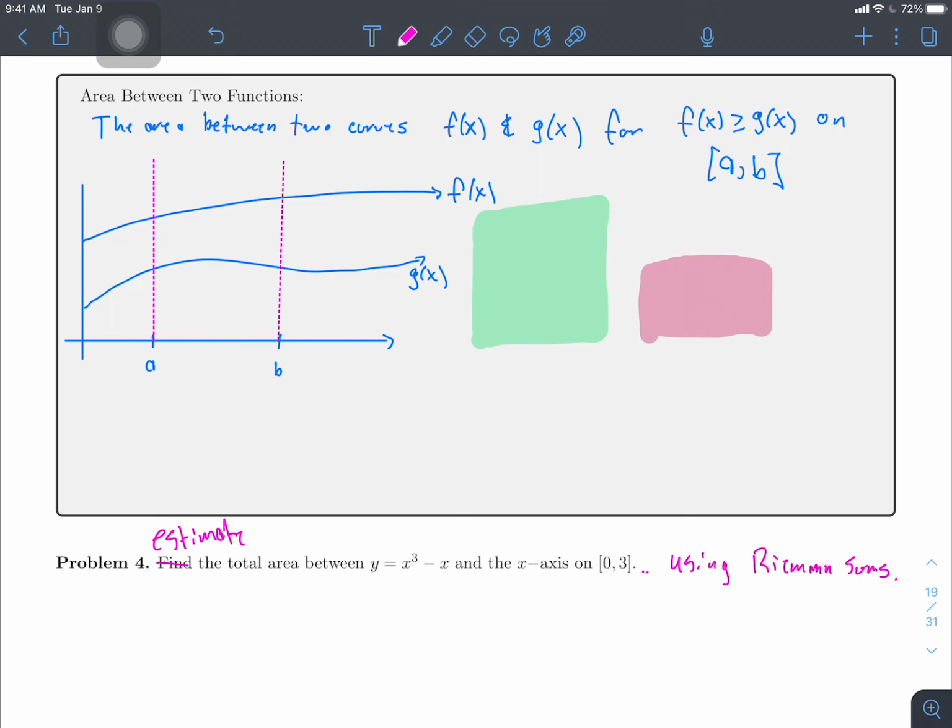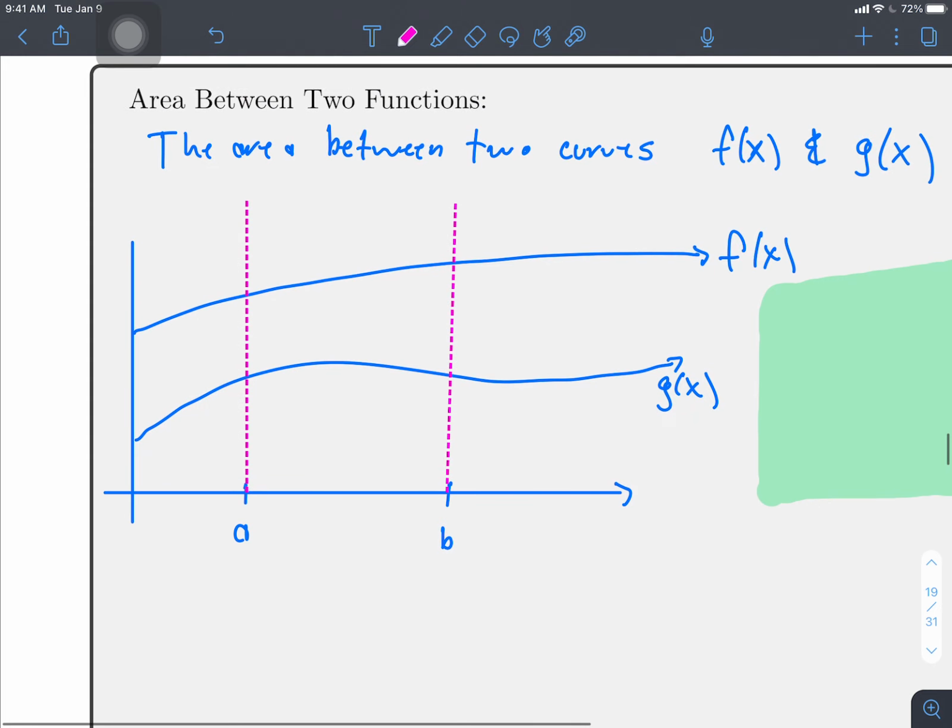So, say I have a function f of x, and I have another function g of x, which is smaller than f of x, on some interval from a to b. And I want to find not the area underneath one of these two curves, but the area which is precisely between the two. Okay, so that's this area which is seen in green.